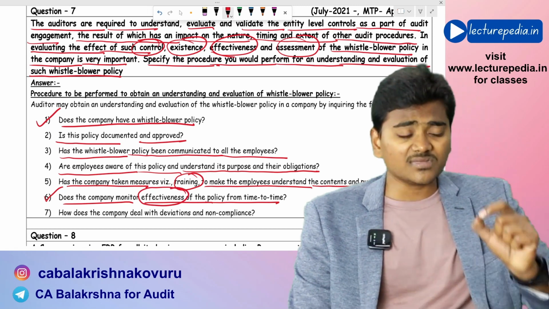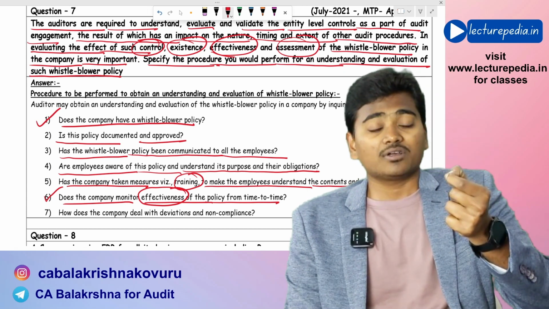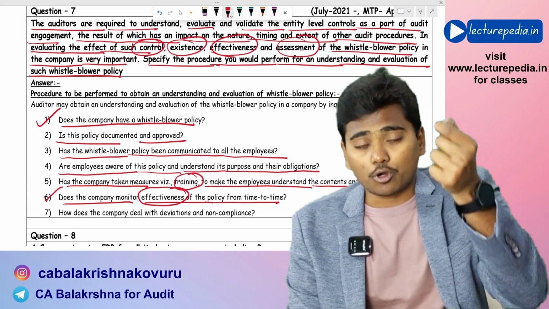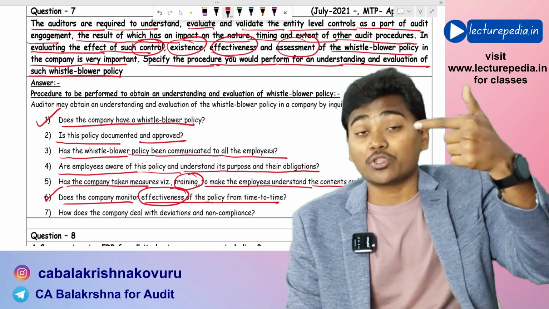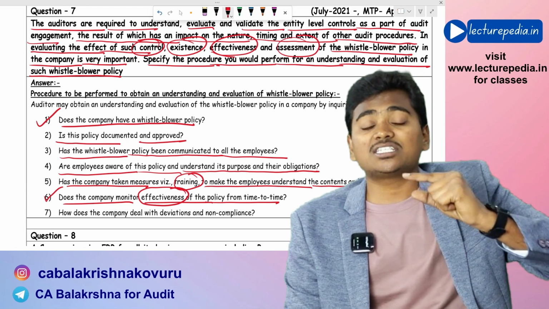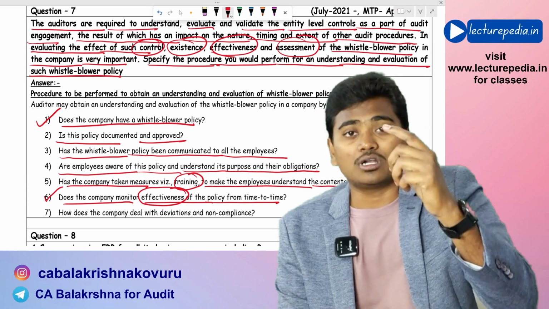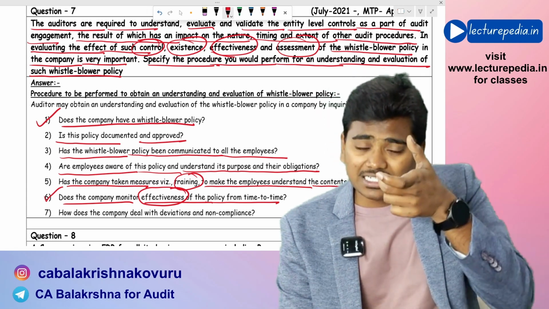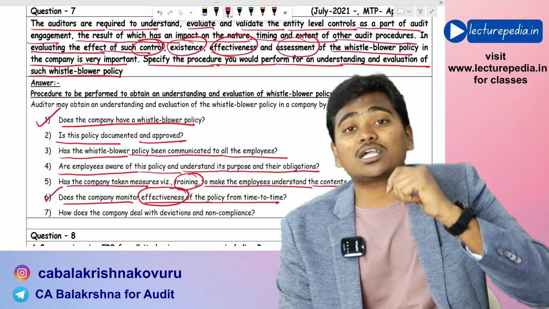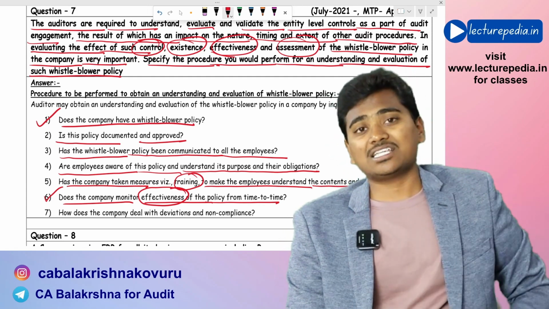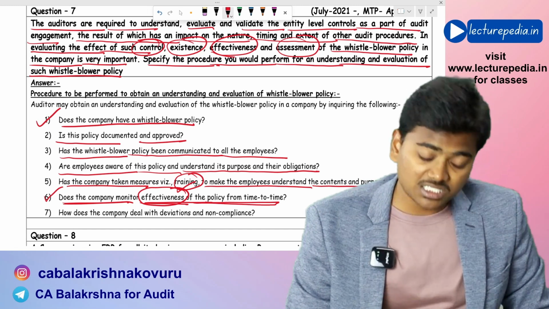Effectiveness means there will be a particular objective for every policy that you implement. If that objective is achieved due to that policy, then it will be said that the policy is effective because the objective has been achieved. So whether the management is continuously monitoring the effectiveness of the policy or not, that means whether the policy is achieving the objective or not, this has to be verified by the management. If there are any lapses in the policy, because of which the objective is not being achieved, in that case the management has to continuously improve the policy. So this has to be verified by the auditor. Does the company monitor effectiveness of the policy from time to time?